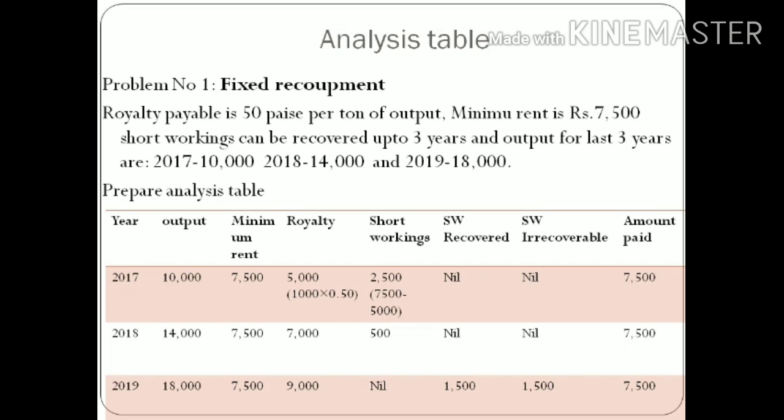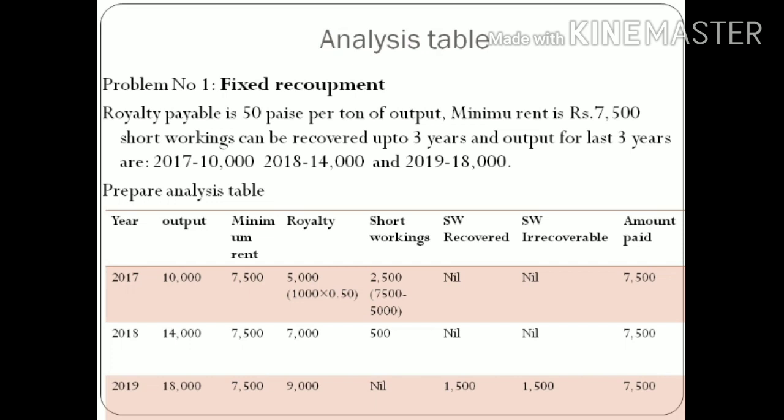Next, short workings. I have already said what the formula to calculate short workings is. Short workings is equal to minimum rent minus royalty. You can see here minimum rent is 7,500, royalty is 5,000 rupees. So 2,500 will be the short workings for the first year. It is a loss for the lessee. Okay, short workings recovered in the first year will be nil, irrecovered will be nil, because up to 3 years we have the time period.